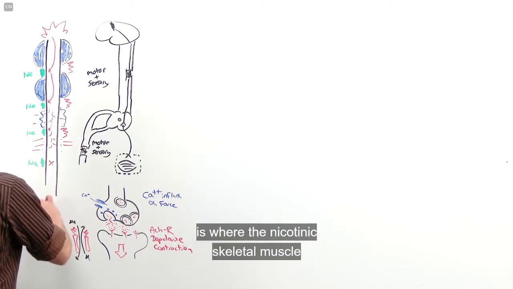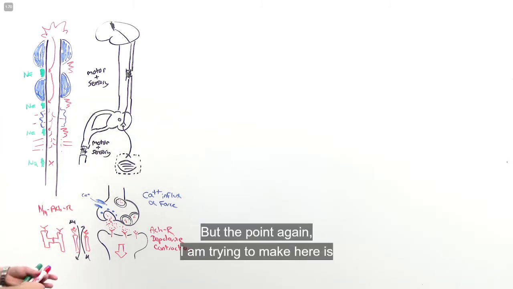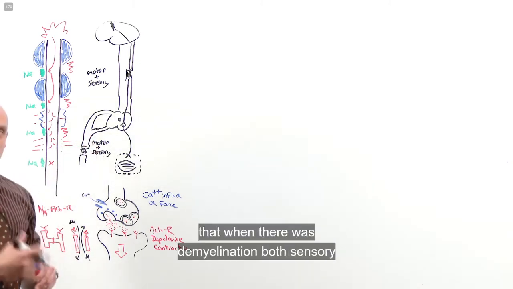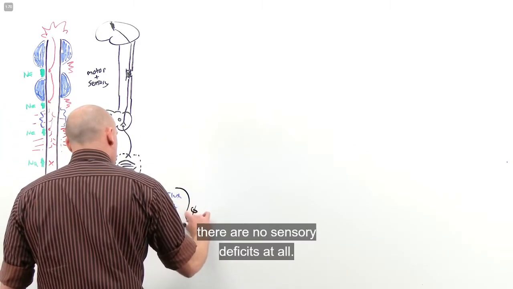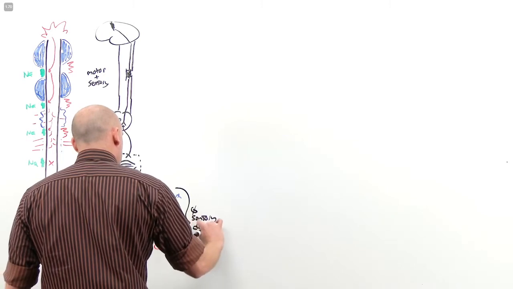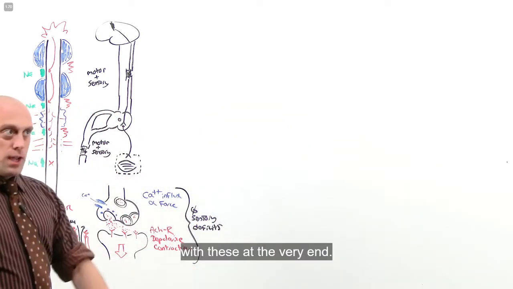These were the nicotinic skeletal muscle acetylcholine receptors. But the point again I'm trying to make here is that when there was demyelination, both sensory and motor could be involved. When it's at the end plate, there's no sensory deficit at all. We'll explore how weakness is created with these at the very end.